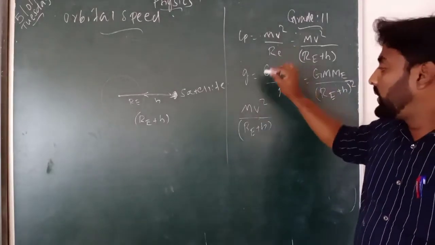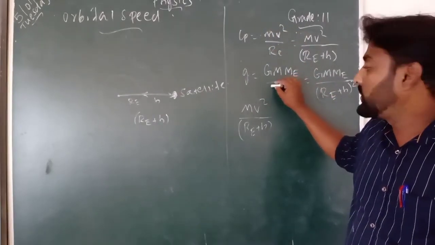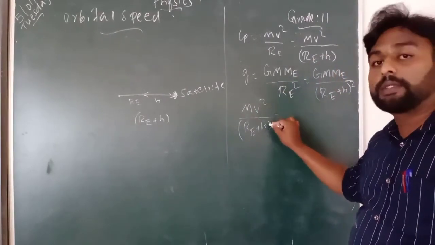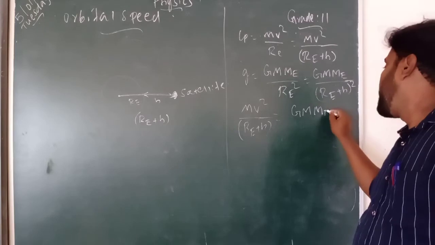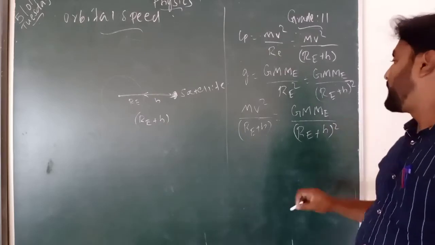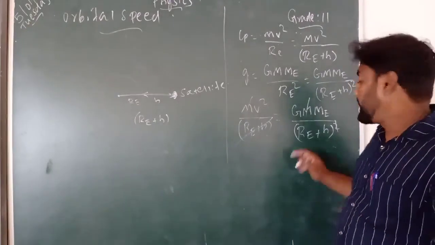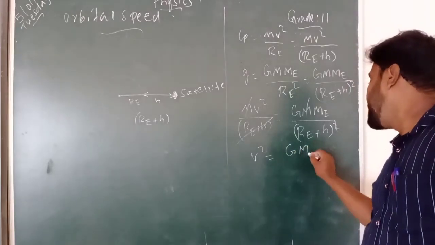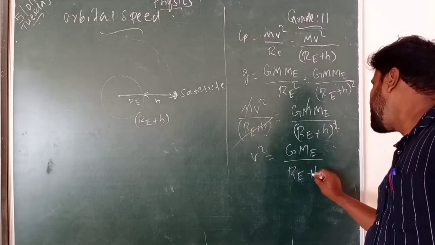Now you see, this centripetal force mv square by r is provided by this gravitational force. So this gravitational force is equal to the centripetal force. So mv square by Re plus h is equal to G m e by Re plus h the whole square. Now m cancels, and one Re plus h is cancelled. Here two are there. So v square is equal to G m e by Re plus h.